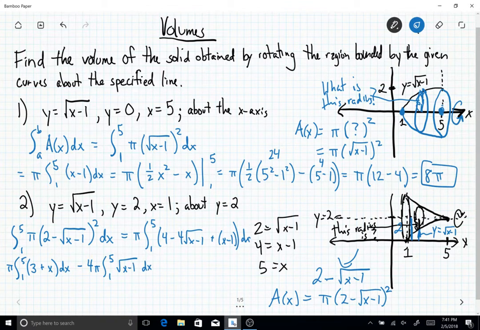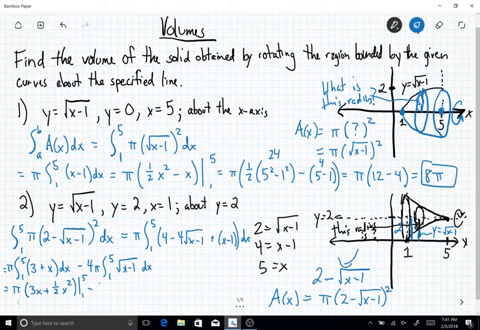Okay, so when we take a look at this, the integral is going to be a bit tougher. Not too bad, but it's still slightly more difficult than what we had before. So we have pi times, notice you have 3x plus 1/2 x squared, evaluated at 1 and 5.